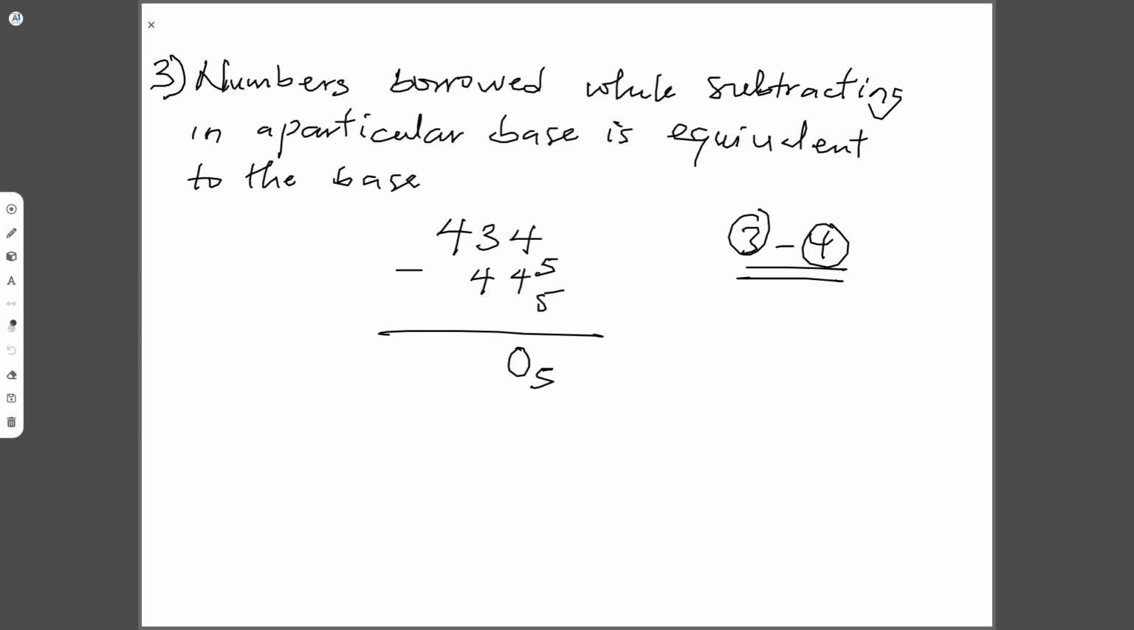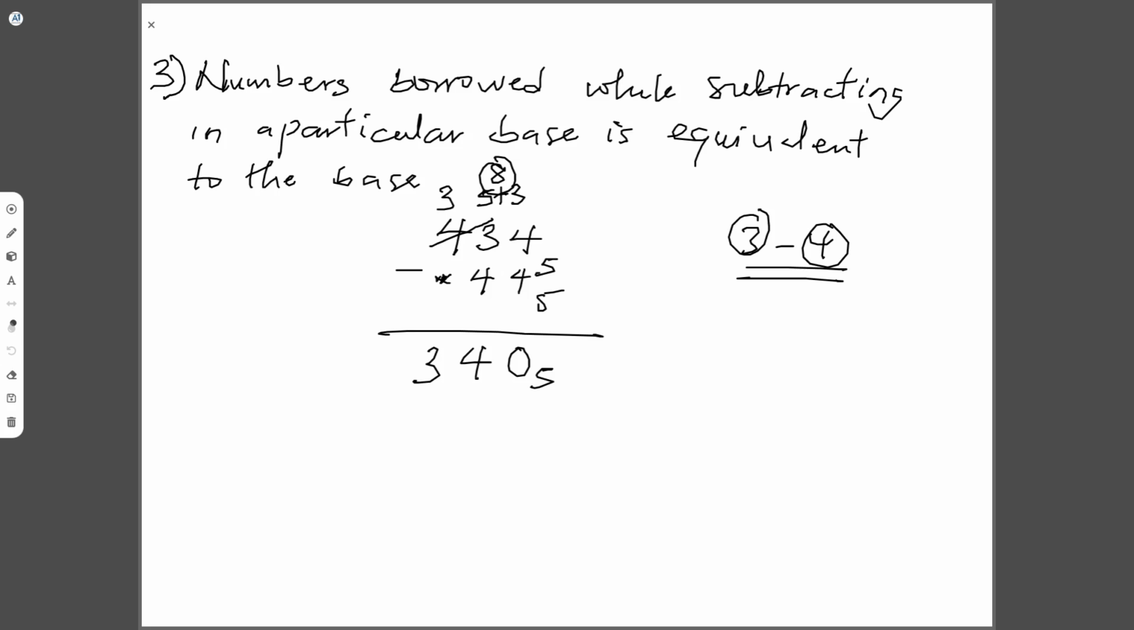So what do we do? We borrow from this. This will be left as 3. And what we have borrowed is not 1, but is equivalent to the base we are working with. So what we've borrowed is 5. And that will be 5 added to the 3 we have initially, and that will be 8. So the new value we have now is 8. Then we can proceed to subtract 4 from 8, and that will give us 4. And the last value we have here, since we have nothing to subtract from 3, we have 3 back. And the answer will be 3, 4, 0, base 5.